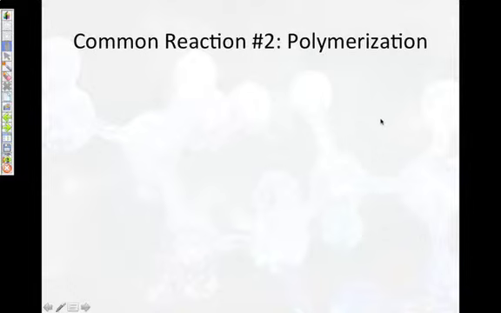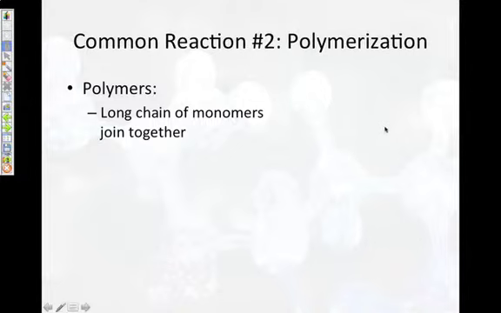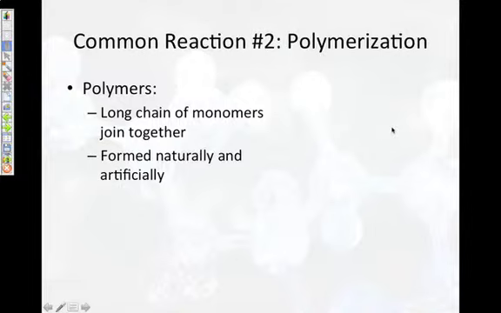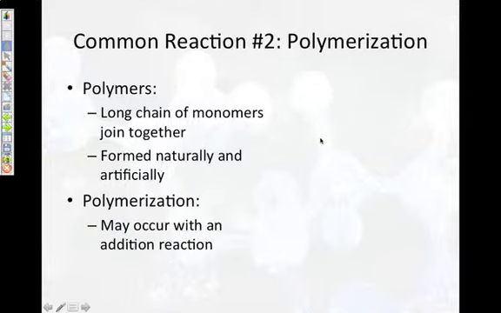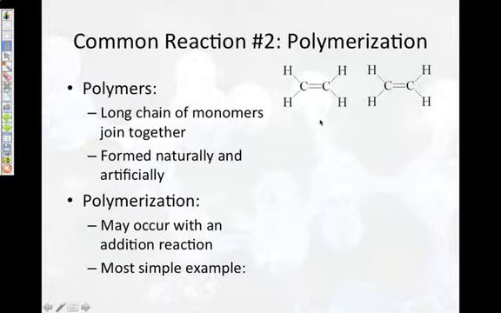My second common type of reaction is polymerization. So polymers, they are long chains of monomers that are joined together. Some common ones that we see in everyday life, we have DNA, we have proteins, all sorts of wonderful natural things. And we also make things artificially, like the plastic in our bottles that we are drinking from. So polymerization can occur quite often with an addition reaction. And the most simple example is if I had a big container of ethene, C2H4, and those double bonds break.